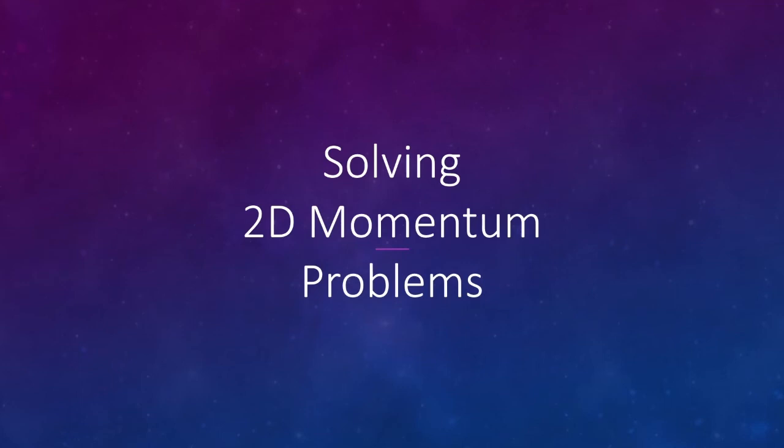Hello. In this video, we're going to be looking at solving 2D momentum problems. And we use momentum to analyze what goes on in a collision, because in a collision, the total initial momentum will equal the total final momentum. This is a result of applying Newton's laws to the system. You can do this a few different ways.